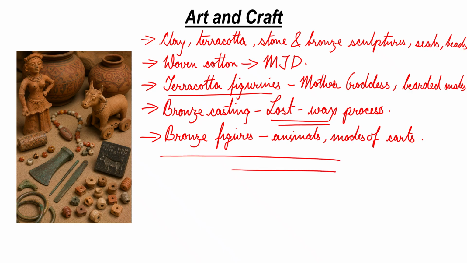Clay, terracotta, stone, bronze sculptures, seals and beads, woven cotton, which is very important. It is many times asked from where we got woven cotton. Then terracotta figurines, and the bronze casting technique was there along with bronze figures.